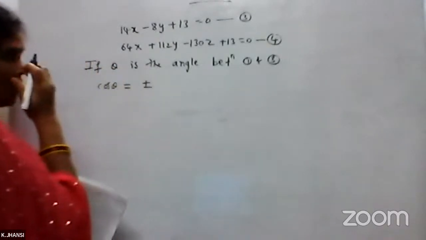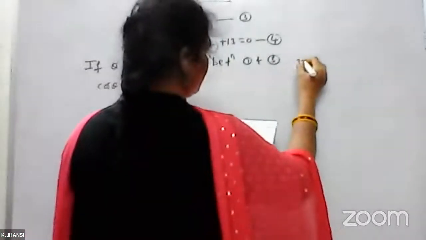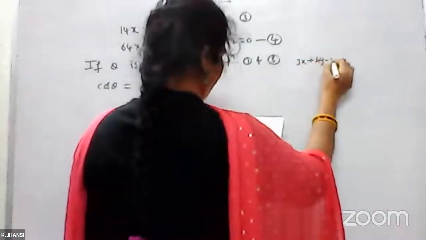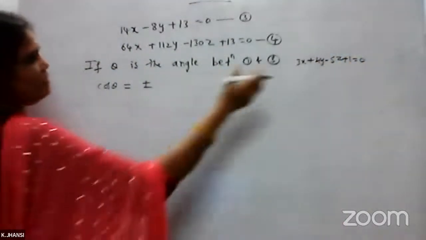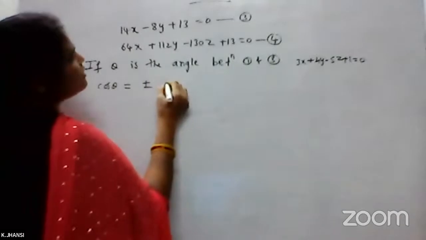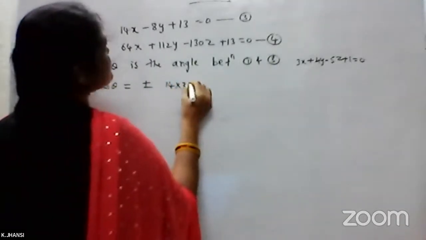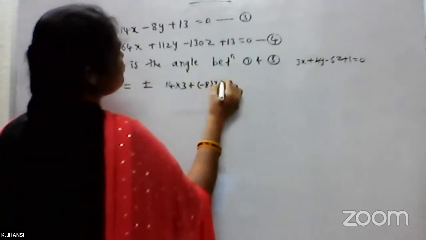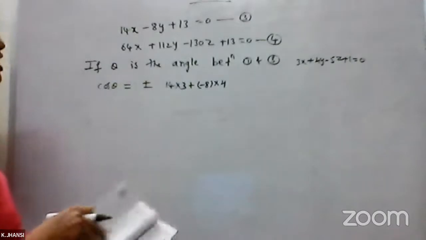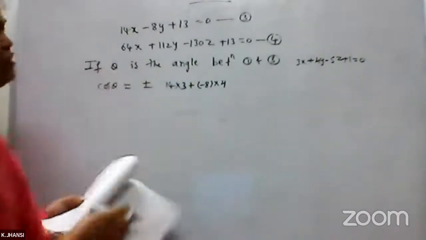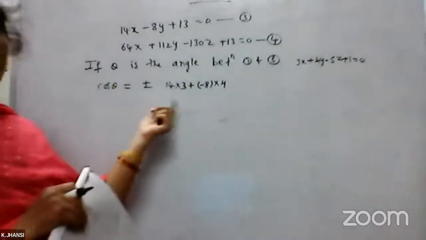plus or minus. So what is the first equation? First equation is 3x plus 4y minus 5z plus 1 equals 0. Okay. So 1 and 3 means 3 into 14. Next we have minus 8 into 4. Next we have the constant value. Okay, so only these two values you will get. Here the z value is not there. What is the formula? Only a into a1 plus b into b1 plus c into c1 only.